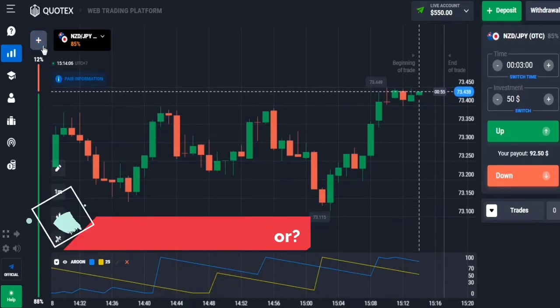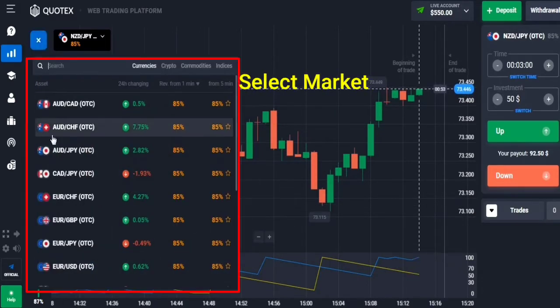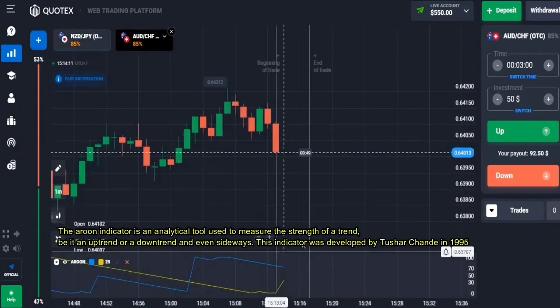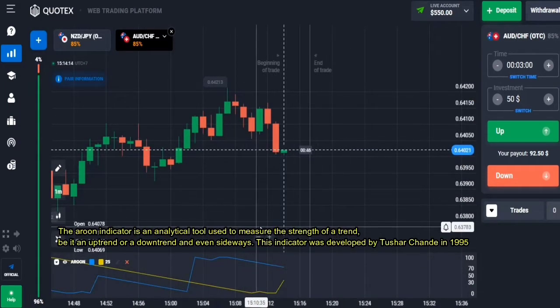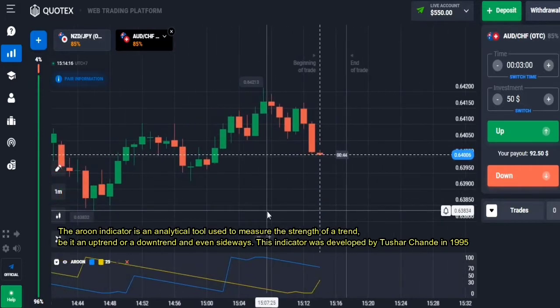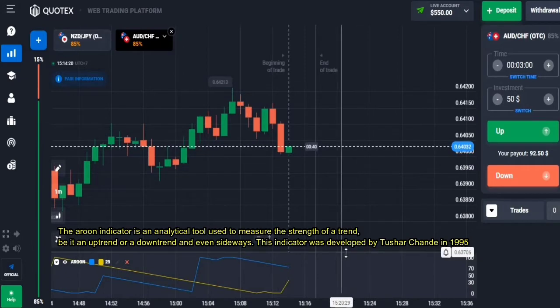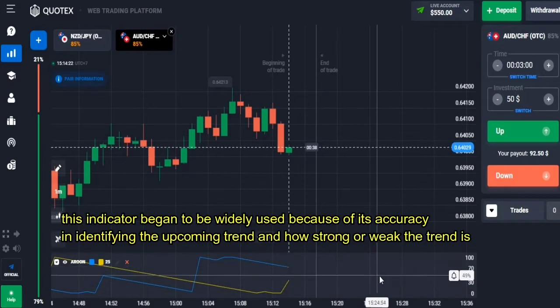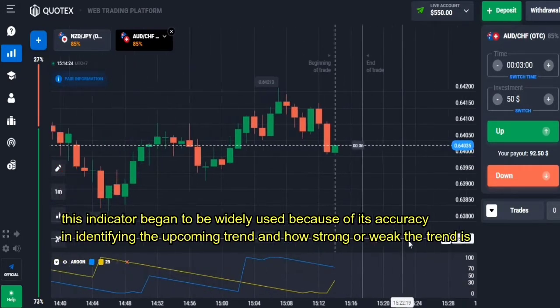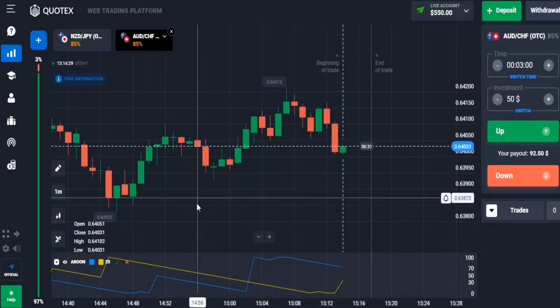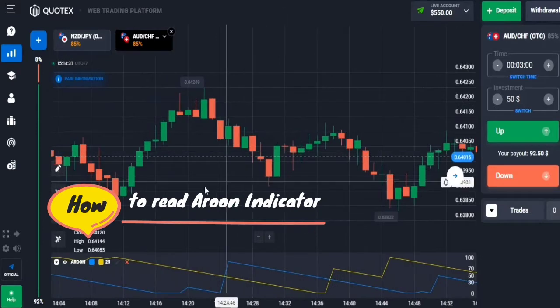What is the Aroon Indicator? The Aroon Indicator is an analytical tool used to measure the strength of a trend, be it an uptrend or a downtrend and even sideways. This indicator was developed by Tushar Chande in 1995. It began to be widely used because of its accuracy in identifying the upcoming trend and how strong or weak the trend is.